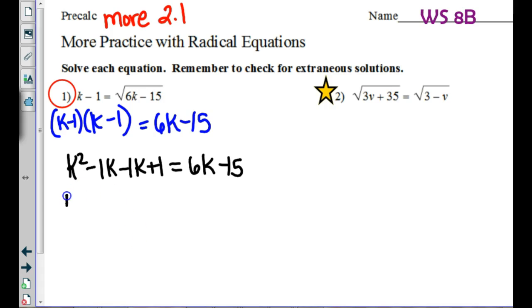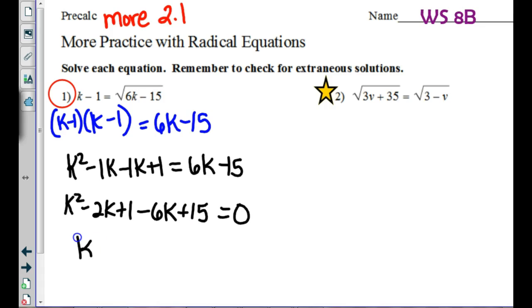Good job. So I have k squared minus 2k plus 1. Move that 6k over to this side and add the 15 over to this side so that it's 0, which would be k squared minus 8k plus 16. How did I do? Okay, so how will that factor, or will it?